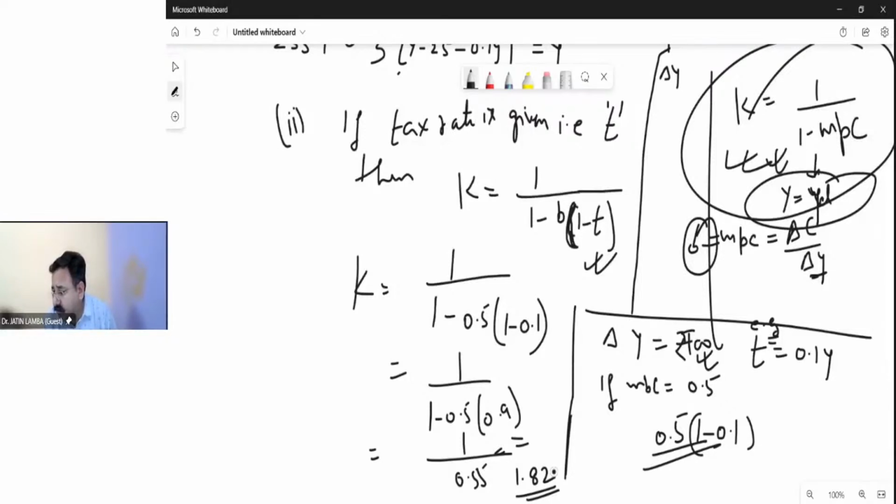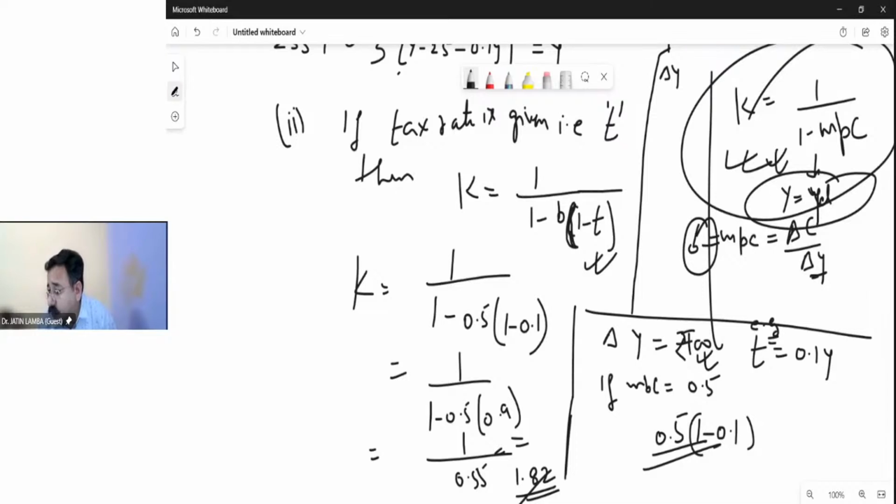Pranav is saying, sir, if transfer payment is also given in percentage, then that should also be added. Yes, that should also be added, but there is no case of functional or variable transfer payment in your syllabus, right? In your syllabus, transfer payment is taken to be constant. So you need not worry that transfer payment may be variable. It will be given in the form of a constant, right?